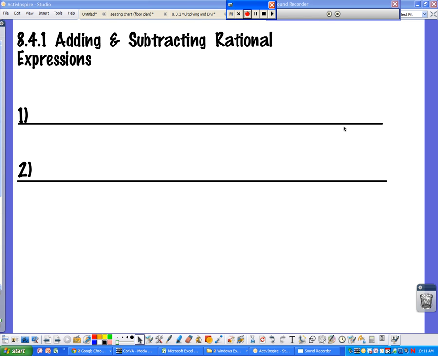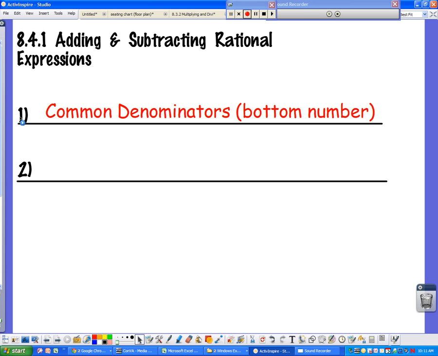All right, lesson 8.4 is adding and subtracting rational expressions. Before we get started, I wanted to cover a few basic review problems that didn't involve any x's or y's. But remember, when you add or subtract fractions, you need to make sure they have common denominators. Remember, when you're talking fractions, the denominator's on the bottom.